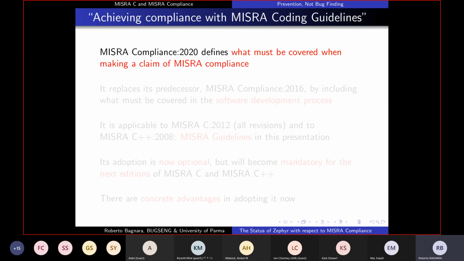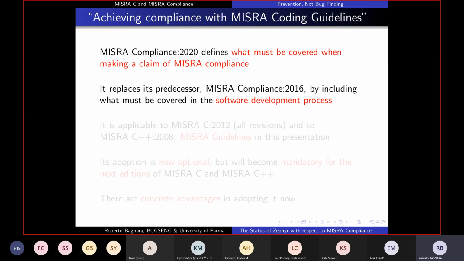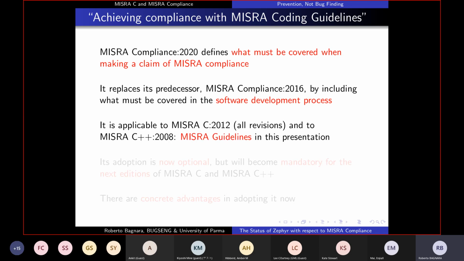Now, MISRA compliance is something that is regulated, and the document that describes in quite precise terms the conditions upon which you can declare that the project is MISRA compliant is MISRA Compliance 2020. It is a new version of the document MISRA Compliance 2016, and this is applicable to all the versions and revisions of MISRA C, including MISRA C 2008, and to MISRA C++ 2008.